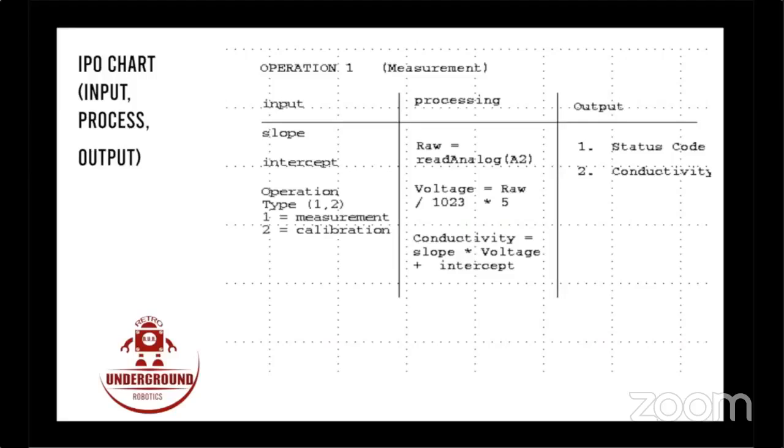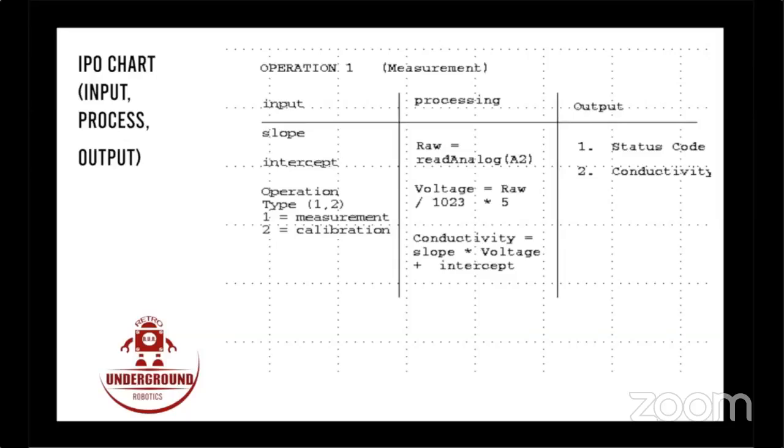IPO, input processing output, is what that stands for. What it's basically showing is the high-level view of what that measurement requires. In order to perform a measurement with the conductivity sensor, you need to know the slope and the intercept. And if we haven't decided what operation we want the agent to do yet, you need to tell the agent which operation to use. So it could be operation 1 or 2. Operation 1 is the measurement. Operation 2 is the calibration, rather.